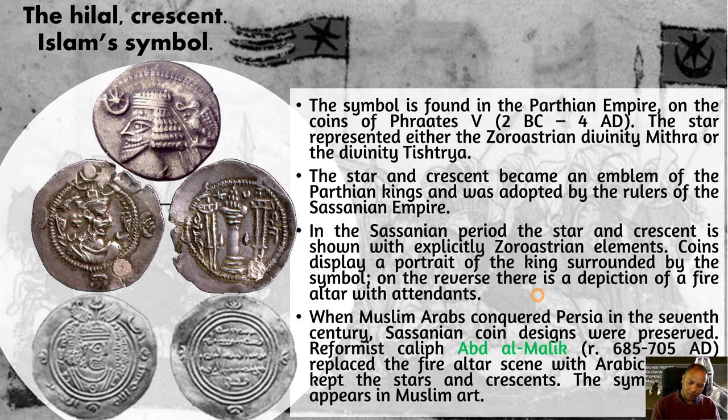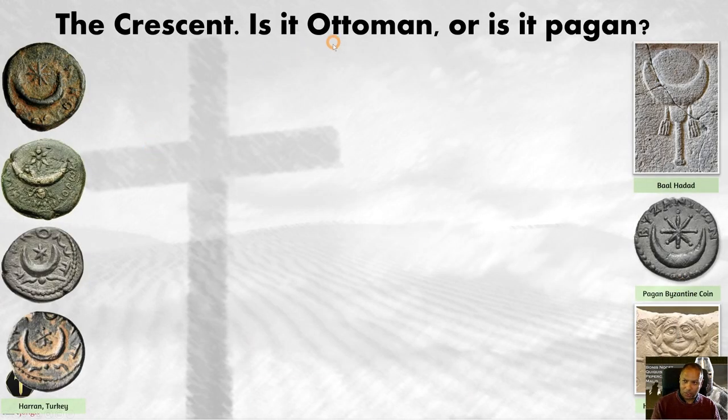But the term Malik is derived from an earlier Yemeni term, the Muqaribs. We'll get into that as we go. So the crescent: Muslims often explain it away by saying the Ottomans did it, and that happened in the 1700s and the 1740s. Well, is that true? Is it Ottoman or is it pagan? Let's have a look here.